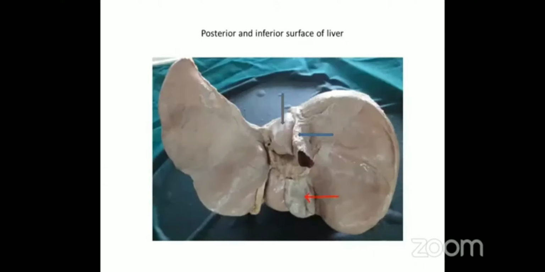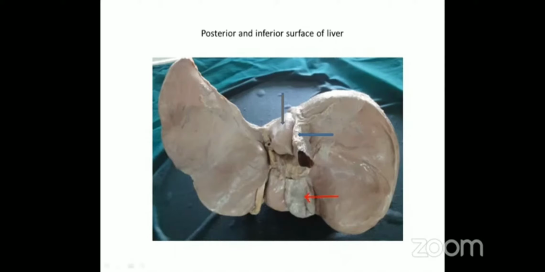See the posterior and inferior surface of the liver now. So the extension of this bare area you can see here. Now other bare areas are visible. That is this area for the inferior vena cava. This is the inferior vena cava which is visible, and this is the gallbladder. There is a gallbladder fossa in which the gallbladder is lodged. So this is again a bare area.